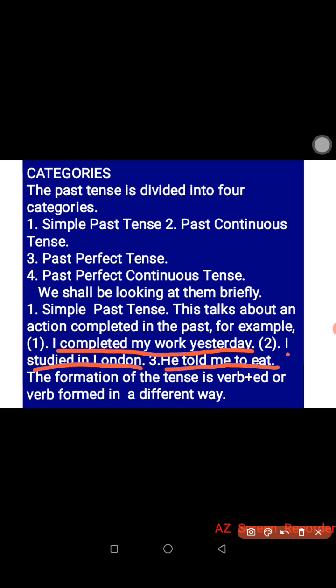Let's look at the formation of this tense. Remember, you must have a subject. Subject, verb plus ed, or verb formed in a different way. If you look at the examples that we have given, some verbs are formed with ed, and then there is one that is not formed with ed, which is told. So, the simple past tense uses them.